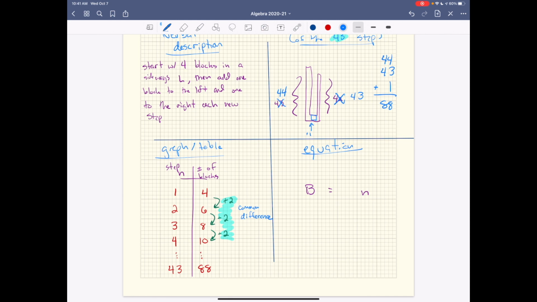Brooks, what's your equation? N times 2 plus 2. Now let's not say n2. We typically put the number in front of the variable. It's called a coefficient. So 2n plus 2. Do you guys notice anything about the common difference and where it ended up in the equation?